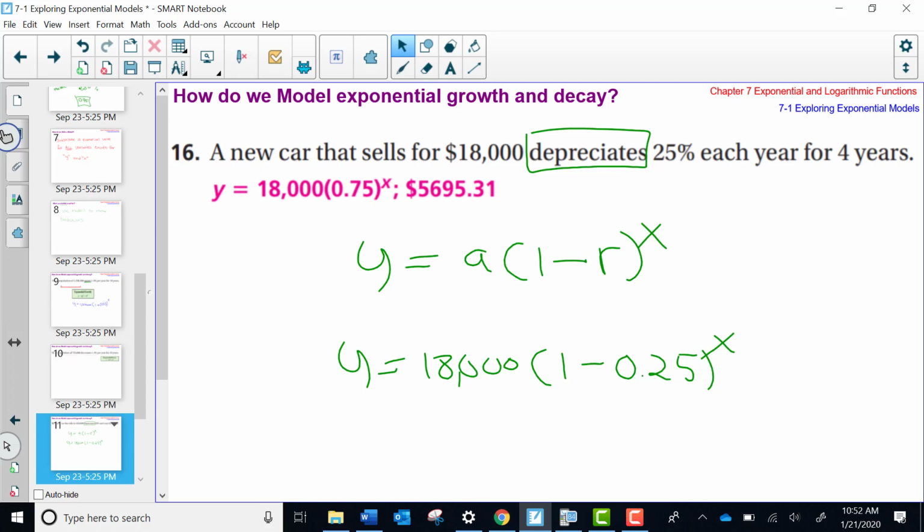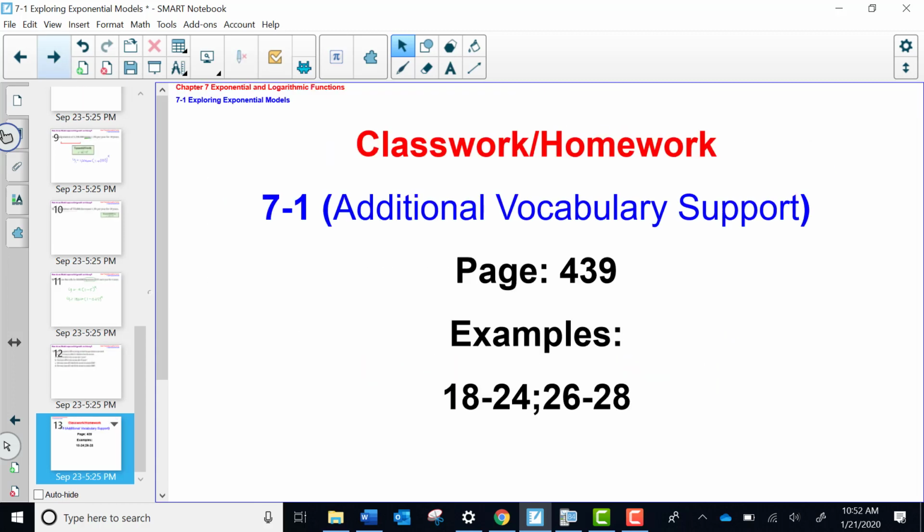All right. You've got 20 minutes to get this assignment done. There are two pieces to this assignment. One is additional vocabulary support. The post for today had two attachments. This is the second attachment from the post for today. This part of the assignment is from your textbook.